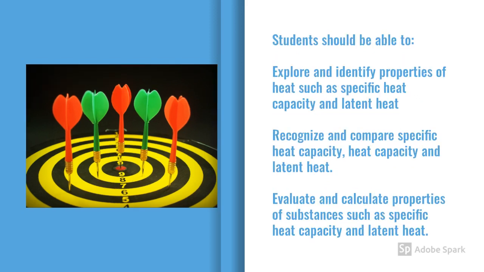For the section of the measuring of heat, the learning intentions should be similar to the following. Students should be able to explore and identify properties of heat, such as specific heat capacity and latent heat. Recognize and compare specific heat capacity and latent heat. They should also be able to evaluate and calculate properties of substances such as specific heat capacity and latent heat.